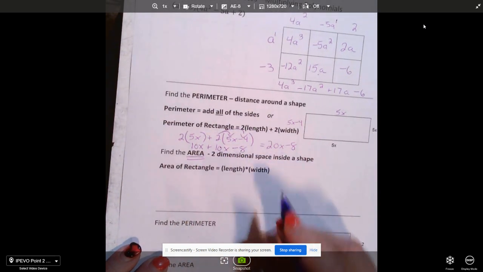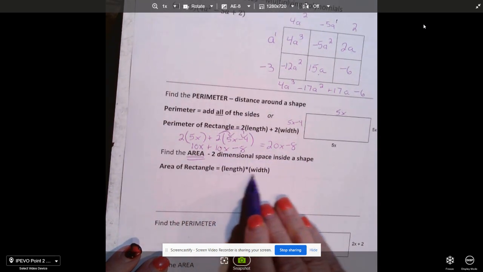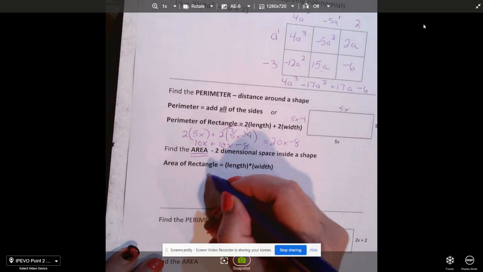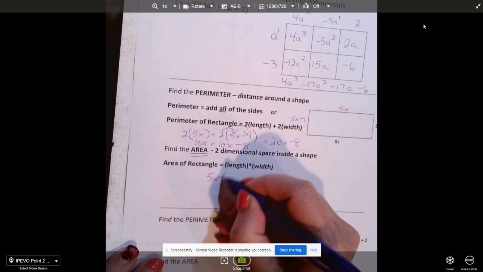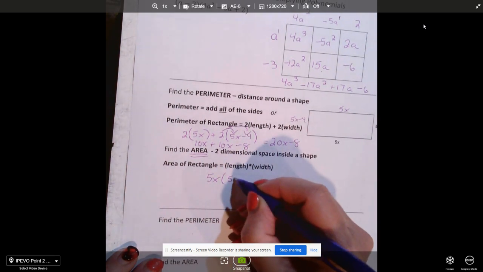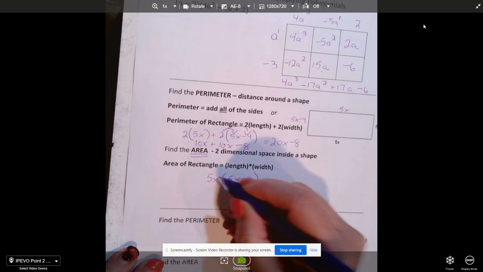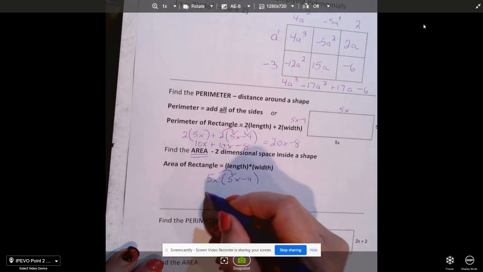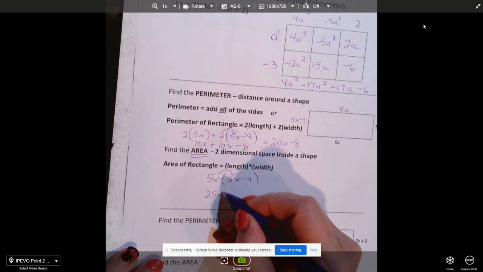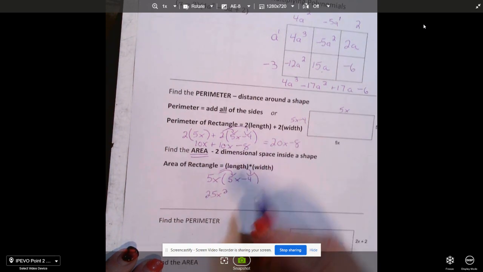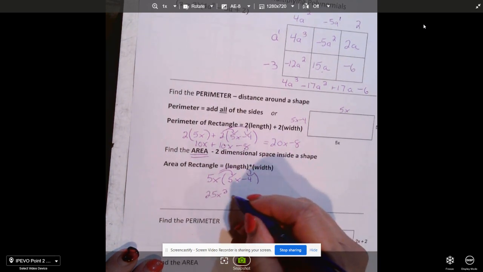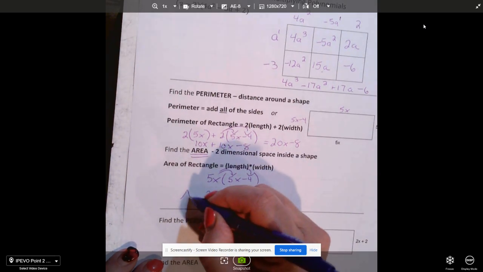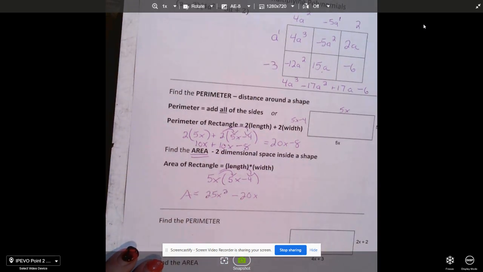But if I'm trying to find my area, I have to do my length times my width. So I'm going to take those two and multiply them together. So I'm going to have 5x times 5x minus 4. So now I have to distribute. 5x times 5x will be 25x squared. And 5x times minus 4 will be minus 20x. So now this is an expression for the area of that rectangle.